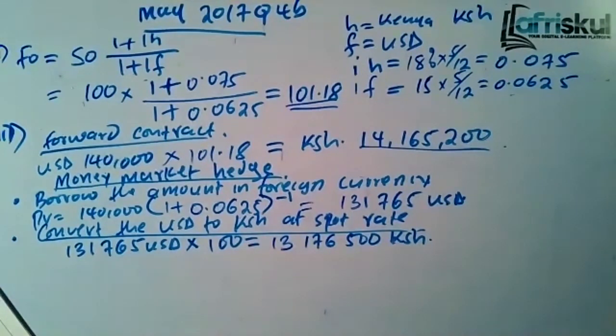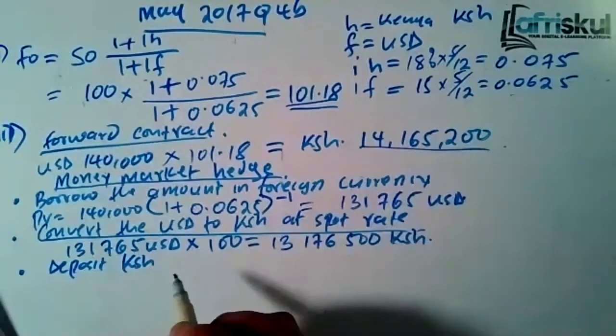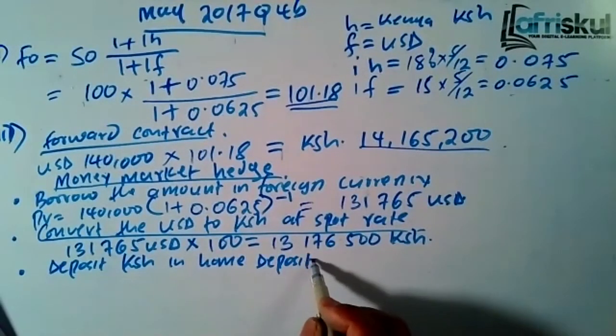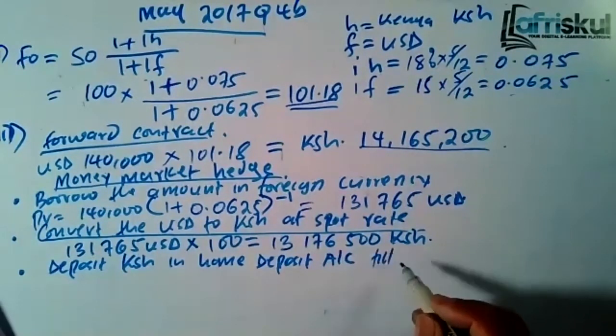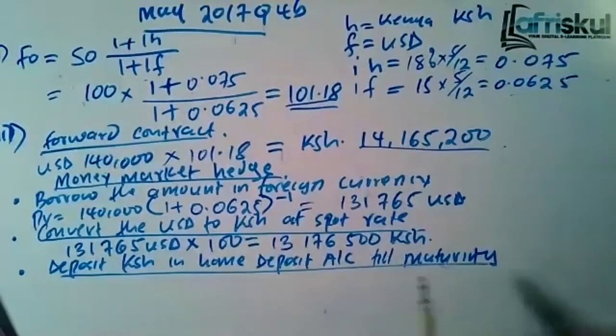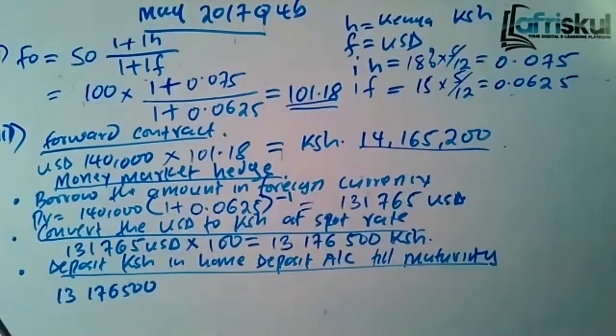Then, after you convert this amount into home currency, you deposit them in home bank until it matures in the 5 months. So that means you deposit Kenyan shillings in home deposit account till maturity. So in this case, you have 13,176,500. Then you deposit them for the next 5 months. So that means in this case, you are getting the future value. You deposit them now, in 5 months' time, how much would be the amount? So it's 1 plus R. In this case, you are depositing in home currency.